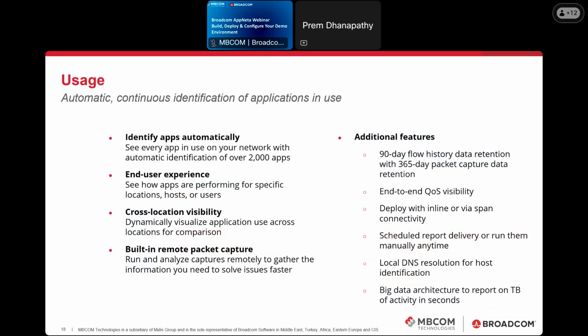The third use case: we spoke about network path and end user experience. The third one is the usage. As said, the usage can be monitored using mirror traffic or span traffic. If we feed the mirror traffic to our monitoring point, the AppNeta solution itself can identify 2000 applications out of the box. So it can be YouTube, it can be Office 365, it can be Facebook, it can be Netflix.